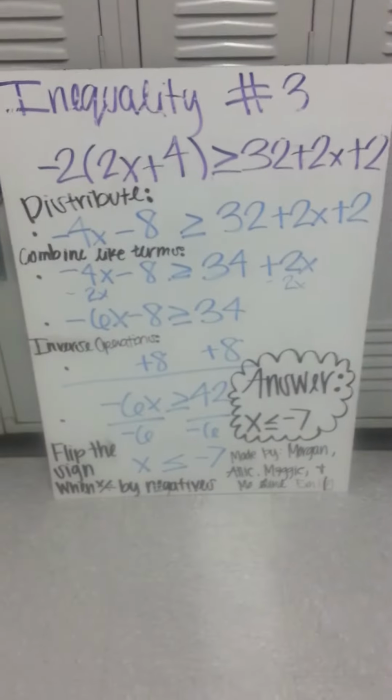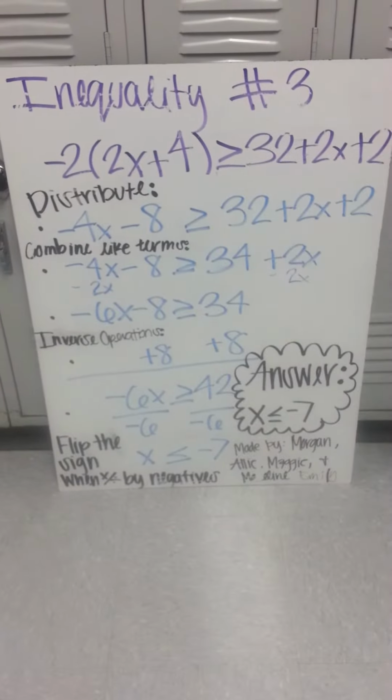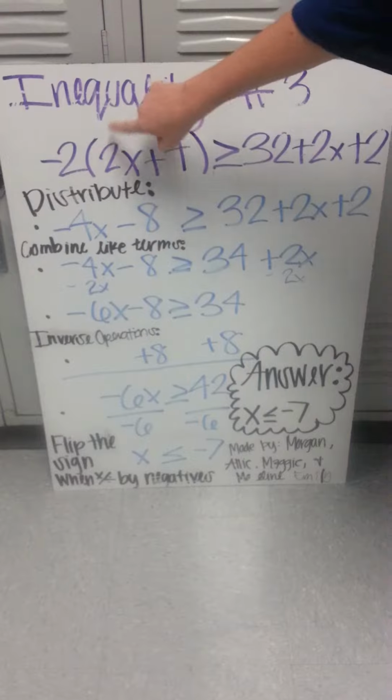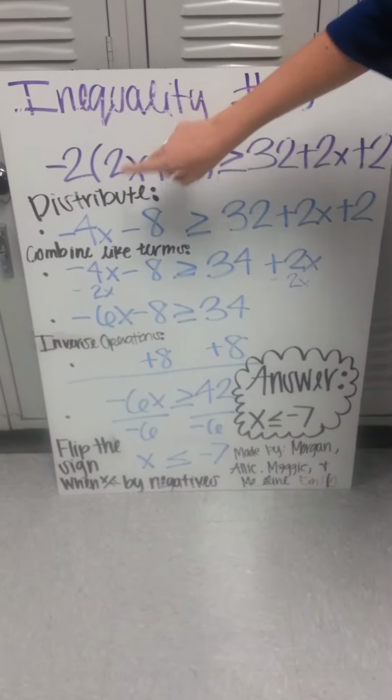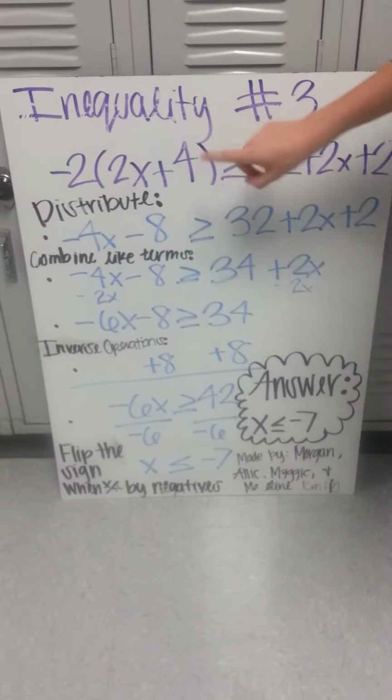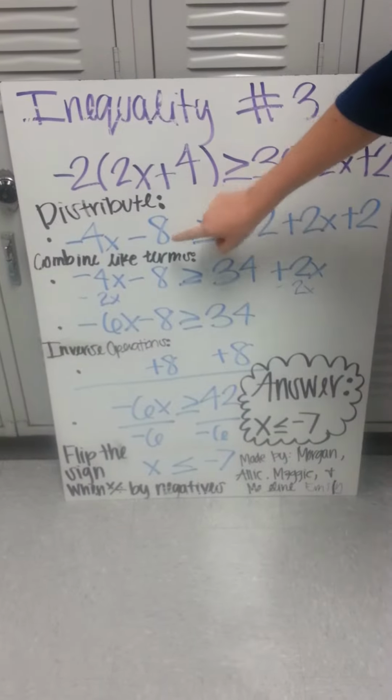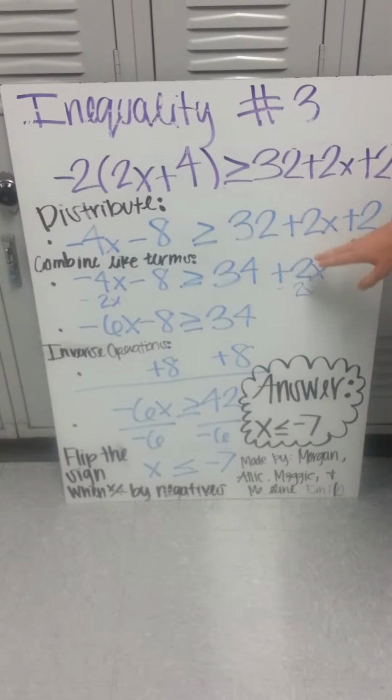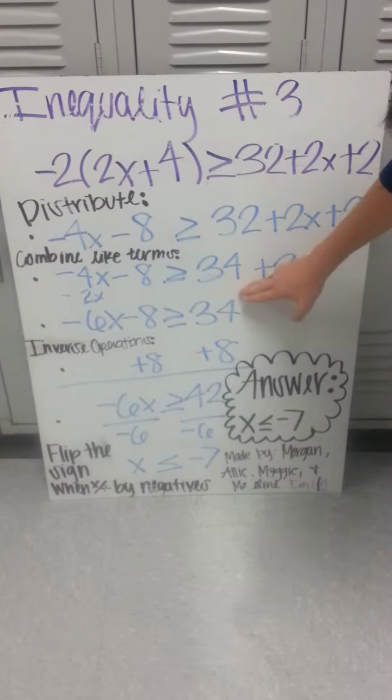Okay, so for this inequality, you have a bunch of steps. First, you need to distribute over here. Negative 2 times 2 equals negative 4. Negative 2 times 4 equals negative 8. And then you have to combine like terms on this side. So 32 plus 2 equals 34.